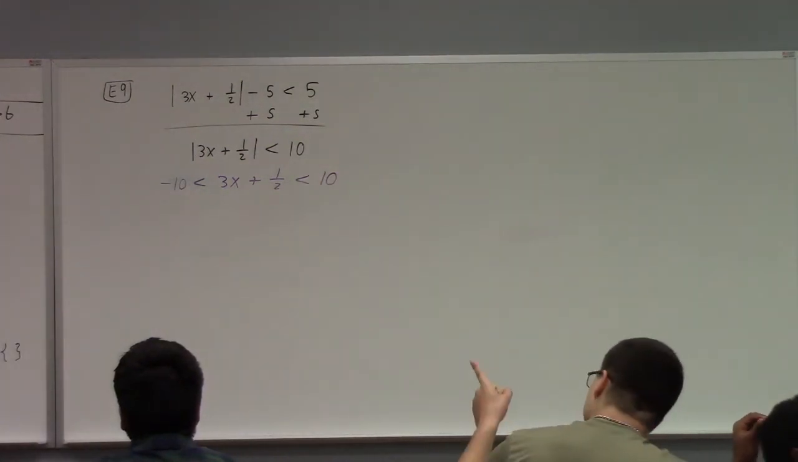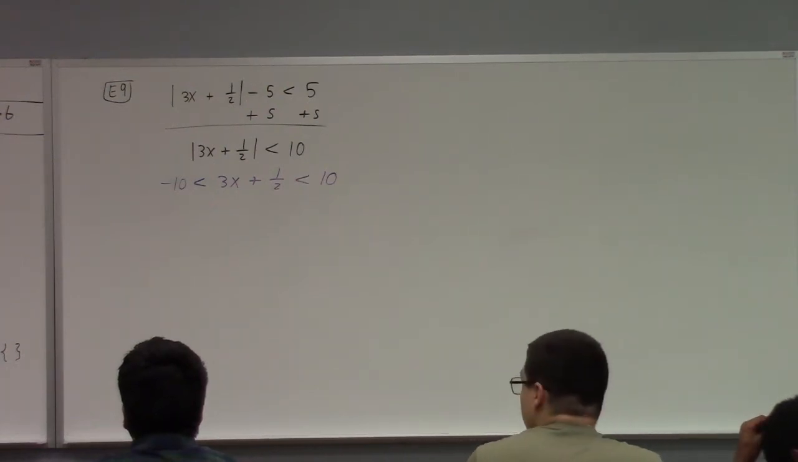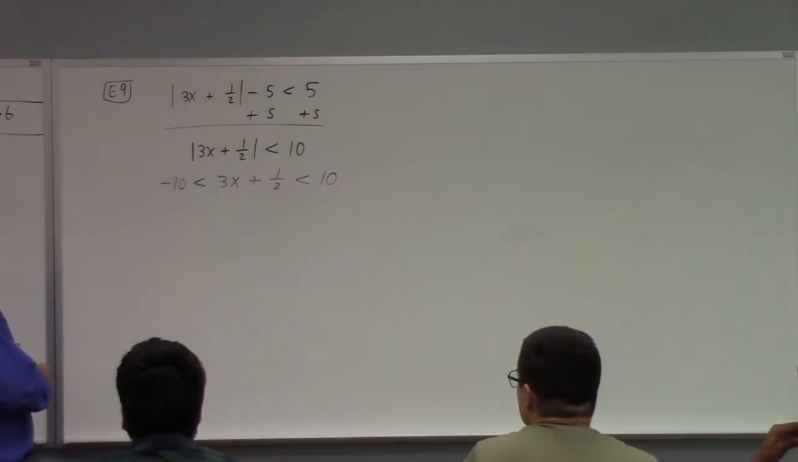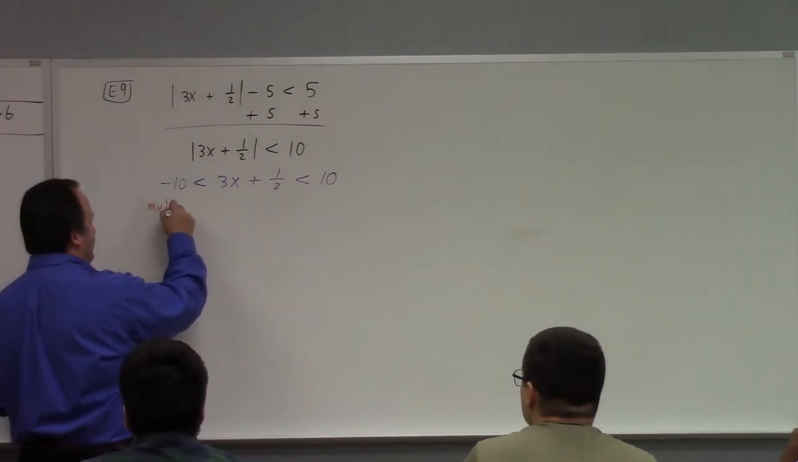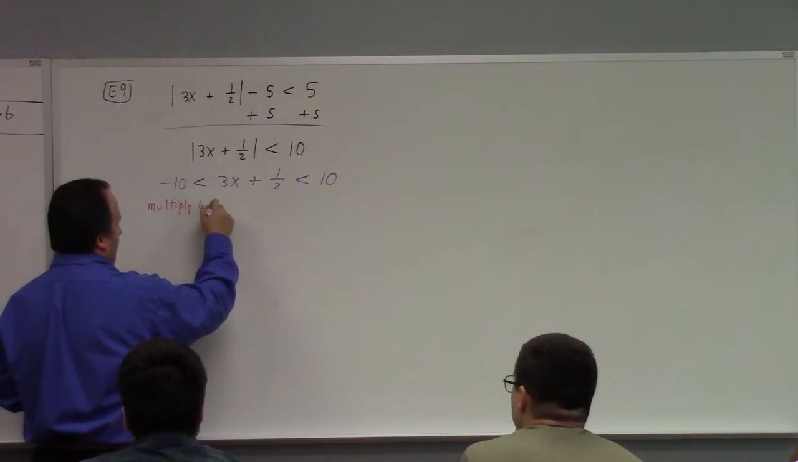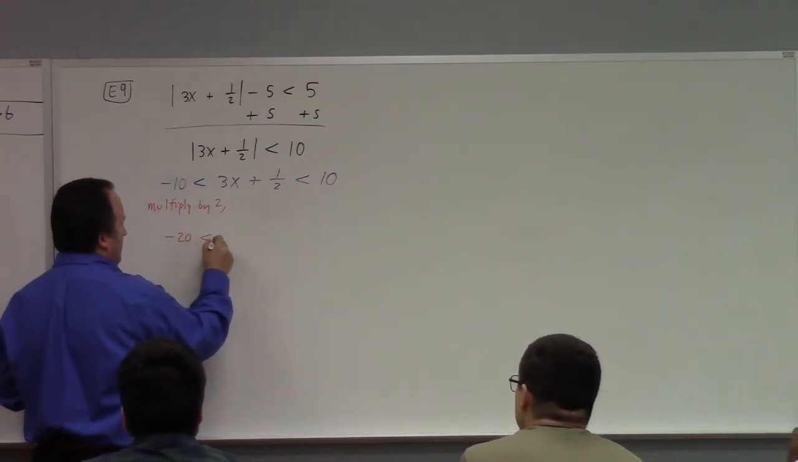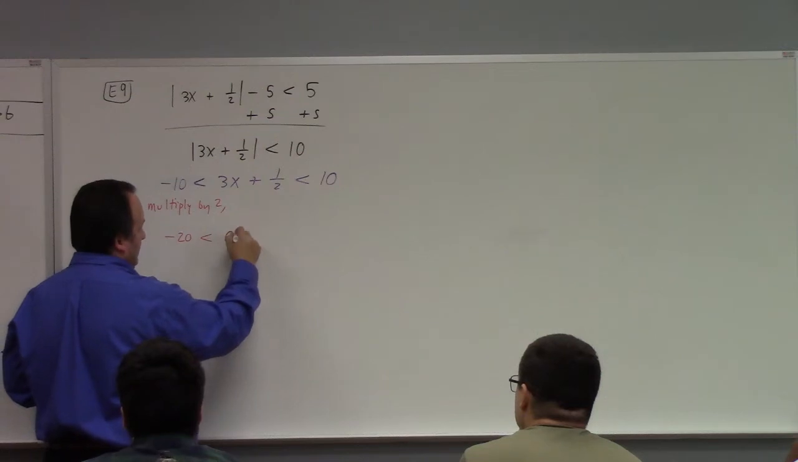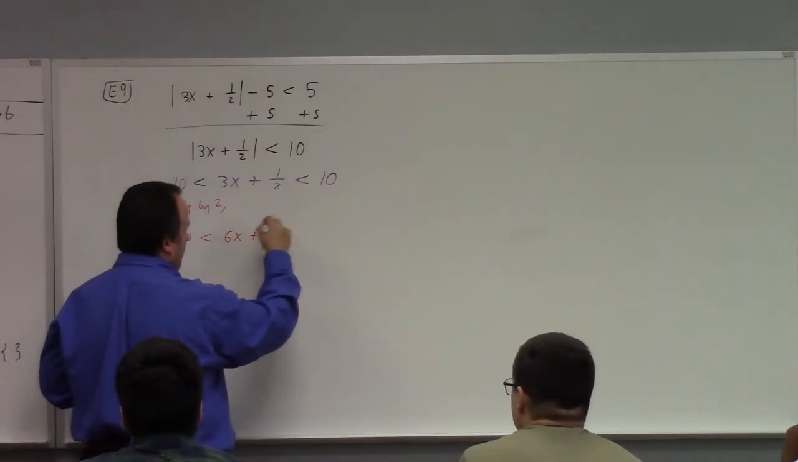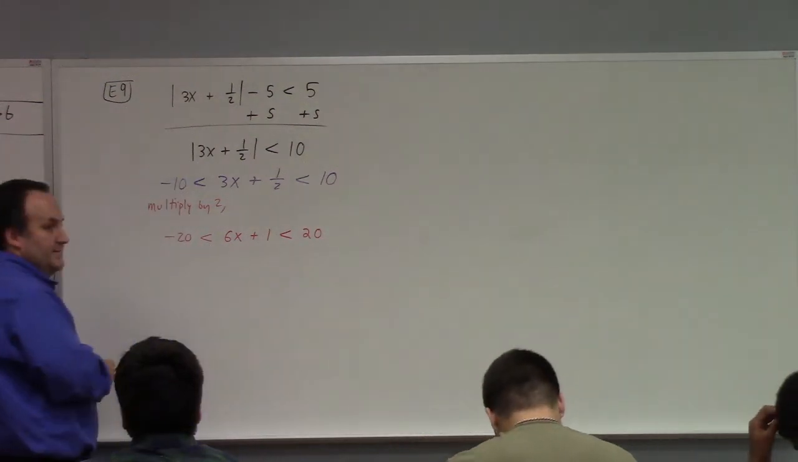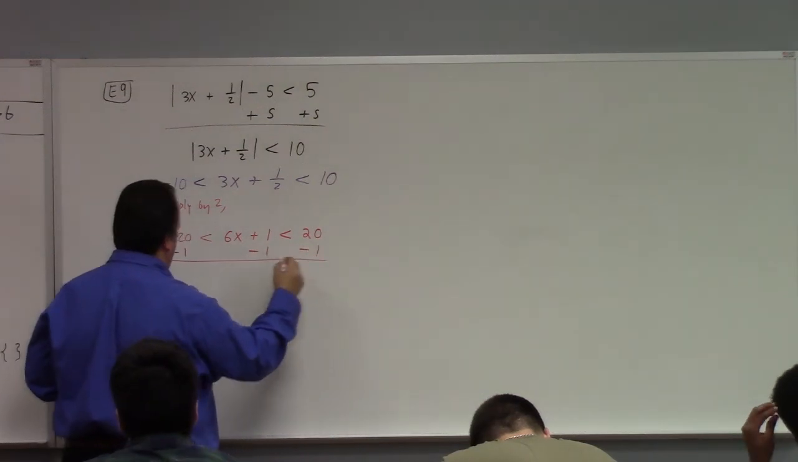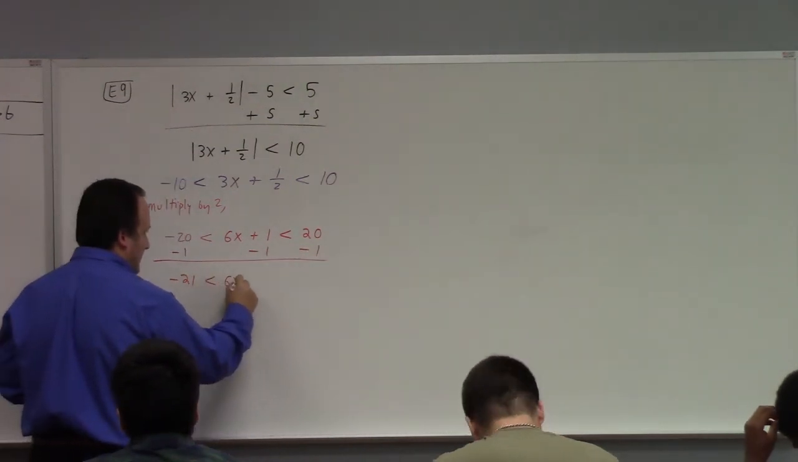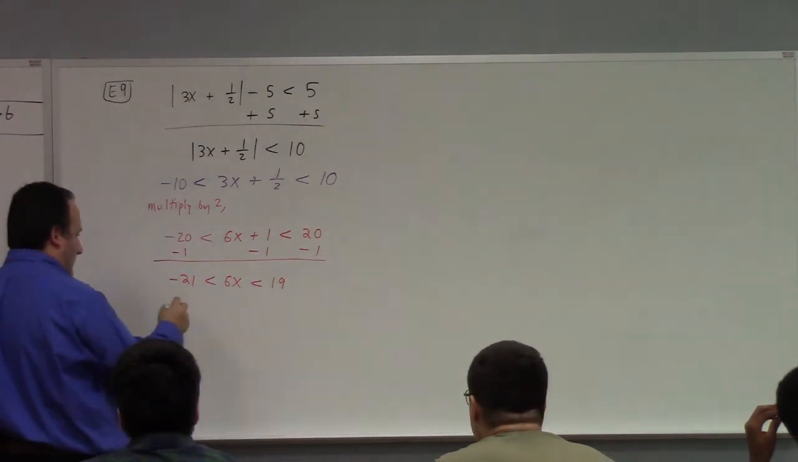Then what should we do? As we have a deep-seated hatred of fractions, right? So we want to multiply this by 2. Multiply by 2, what happens? Negative 20 less than 2 times 3 is 6, 2 times a half is 1, 2 times 10 is 20, right? Now subtract 1 across this thing. That gives us minus 21 less than 6x less than 19. And then divide by 6.